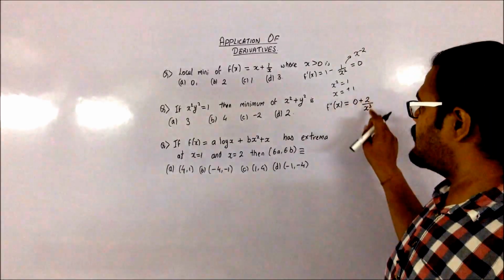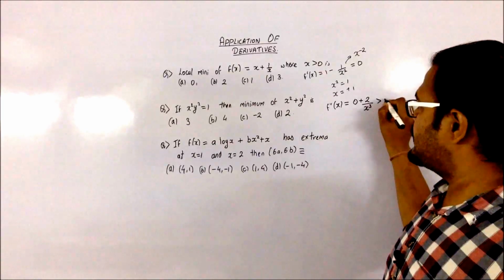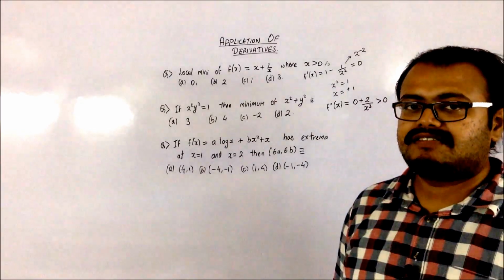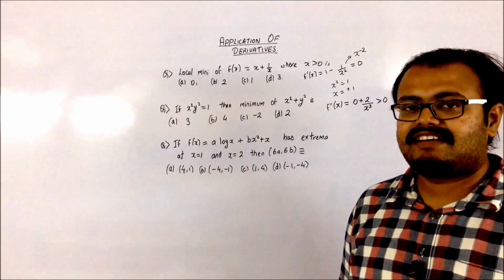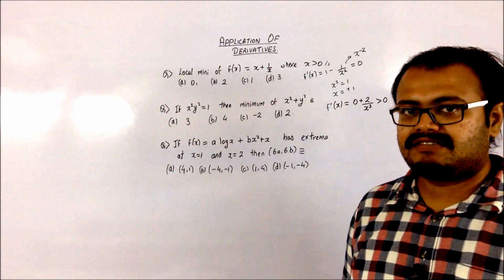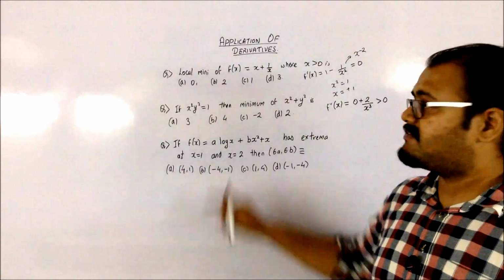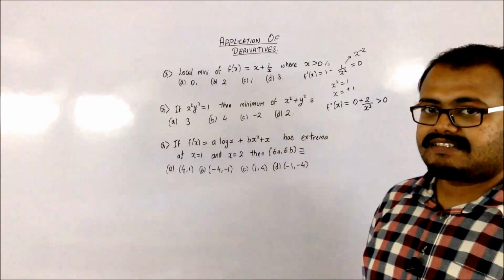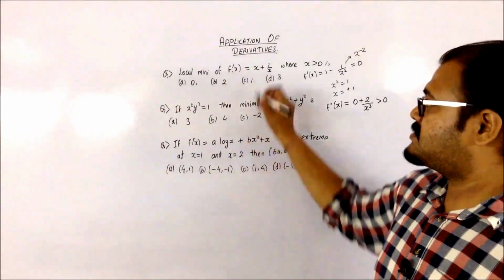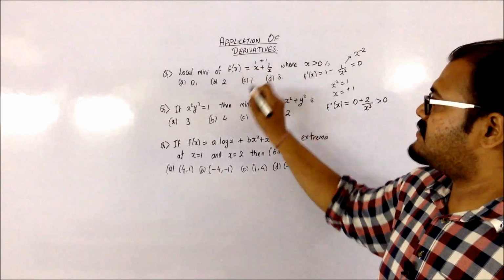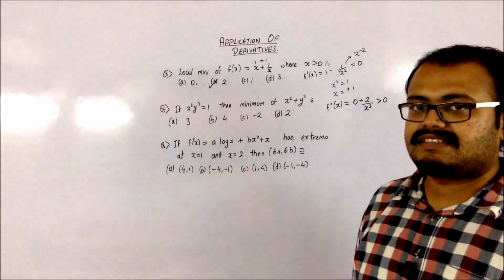When you substitute 1 in this, it is going to be a value greater than 0, that is positive, and hence at 1 we are getting a minimum value. Now to find the minima, that is f of x, you have to substitute x equals 1 in that. So when you substitute 1, you will get 1 plus 1, which is 2. So your answer is basically 2.